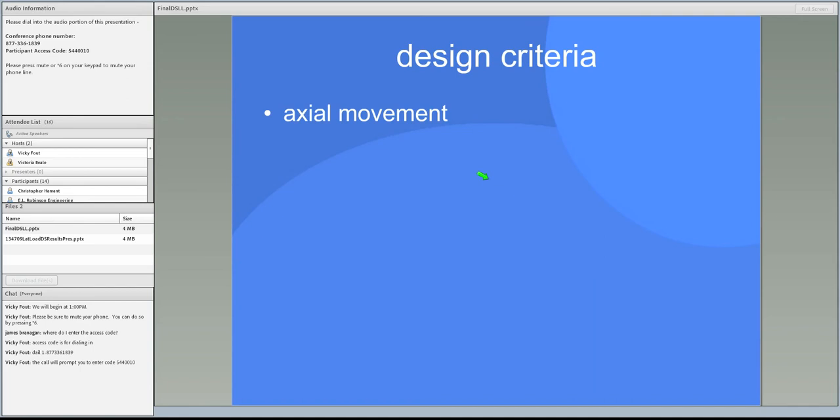Suppose this is the allowable displacement. If you apply a load that is greater than this one, then we can say that the axial displacement will be greater than what is allowable. Failure will occur. And if the load is this one, then we can say that the vertical movement will be within the allowable displacement.